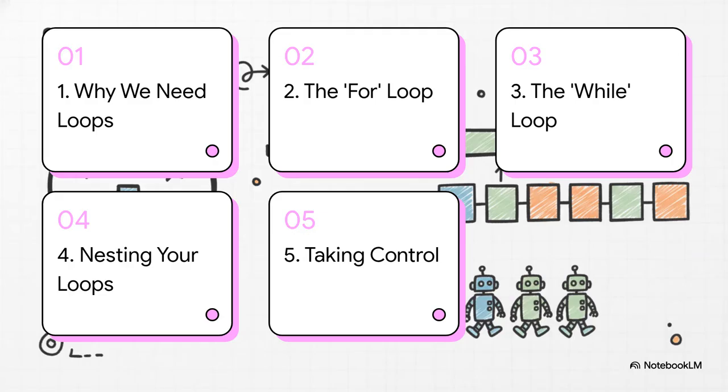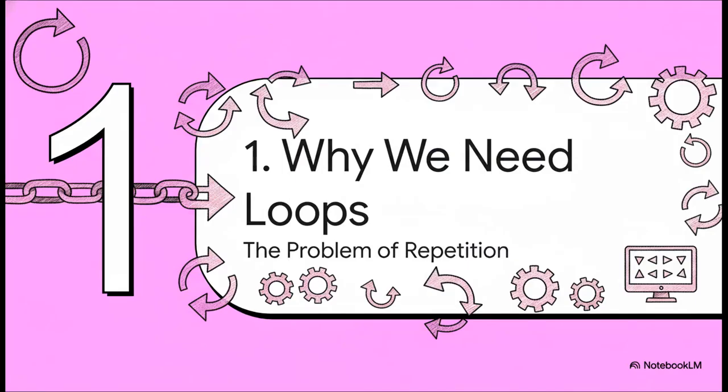So here's our game plan. We're going to start with why we even need loops in the first place. Then we'll build up our toolkit with the two big ones, for and while loops. After that, we'll see how to smash them together and finish up with some really cool techniques to get total control.